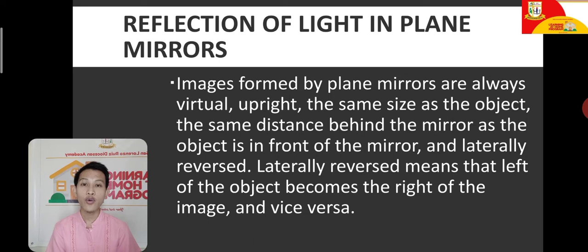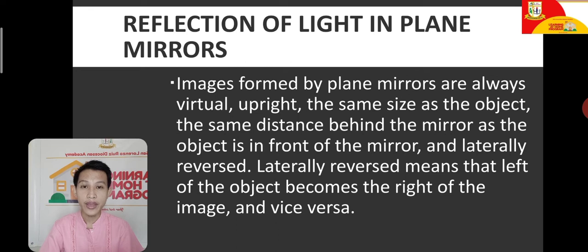Ibig sabihin, kung gaano ka kalayo sa mirror, ganun din kalayo mag-a-appear yung image mo sa may mirror natin. Okay, kung lalapit ka sa mirror, of course, lalapit din yung image mo. Hindi siya lalayo. Lalapit din siya. So, same distance as the object is the image formed in the mirror.